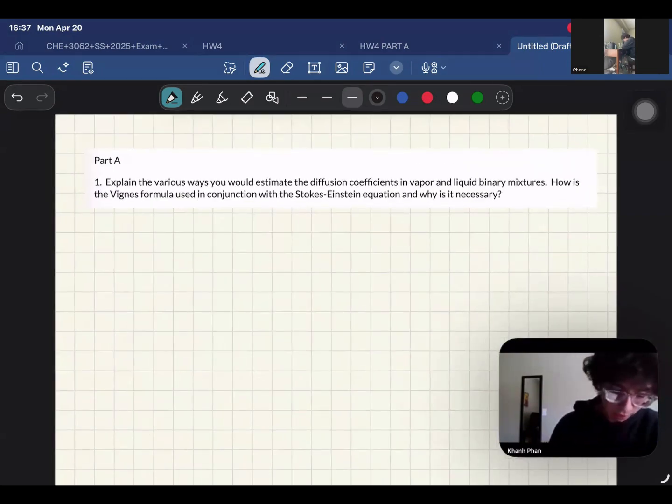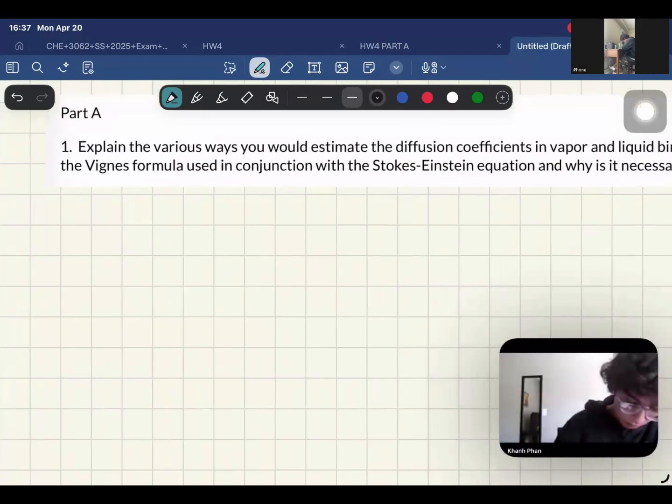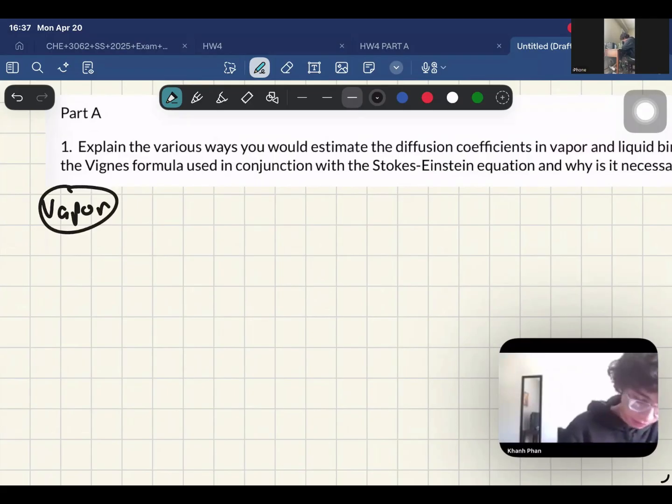Hi guys. So today we're gonna explain various ways to estimate the diffusion coefficient in vapor and liquid binary mixtures. So first we're gonna talk about vapor and how to find its diffusion coefficient. So let's say in a binary mixture of species one and two, we would have to find the diffusion coefficient.